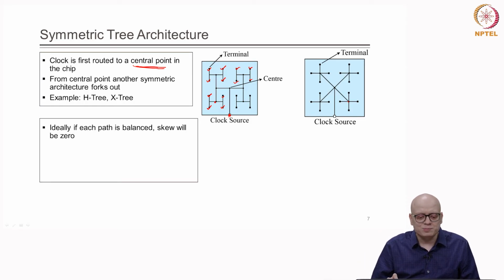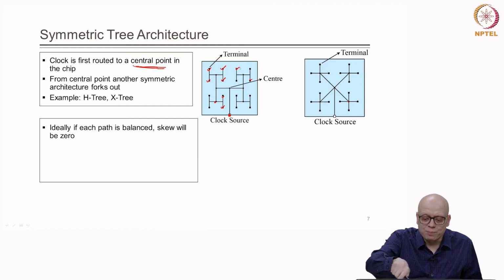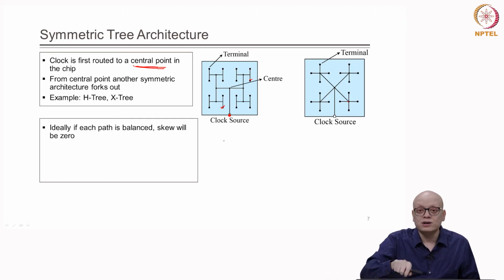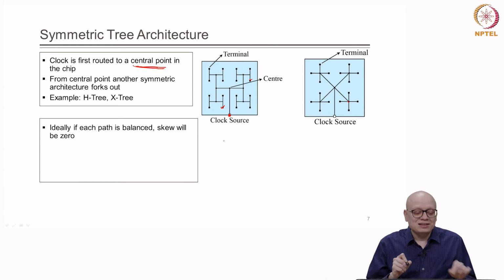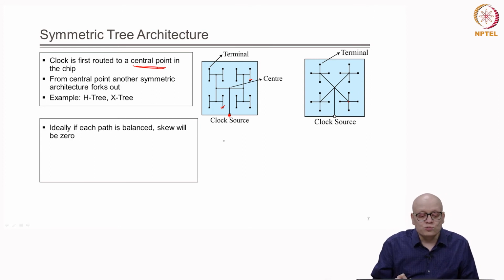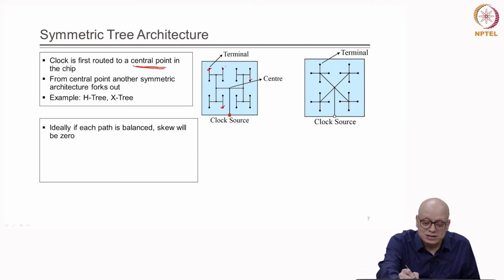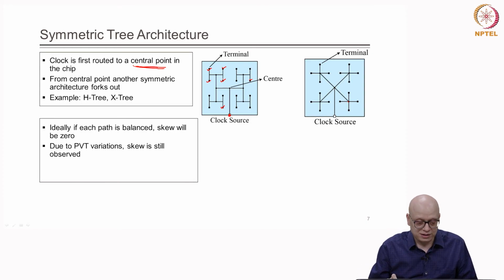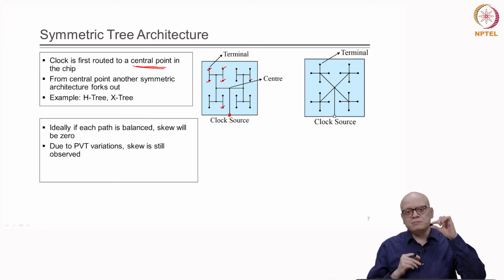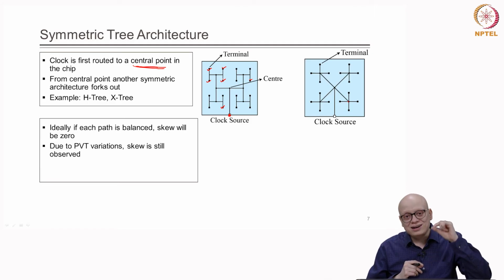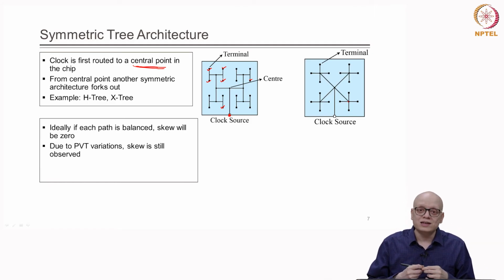So, ideally if each path is balanced, skew will be 0. We will of course add buffers and inverters in this network to enhance the drive strength and restore the quality of the clock signal. And if we add matched buffers and inverters, then ideally the clock skew will be 0 at each of the endpoints in our clock distribution network. However, due to PVT variations, skew will still be observed. For example, when we fabricate it, there can be small differences in, say, the thickness of the wire, because of unavoidable process induced variations.